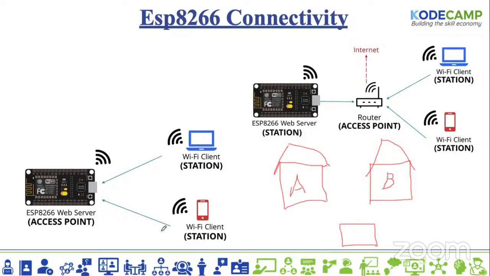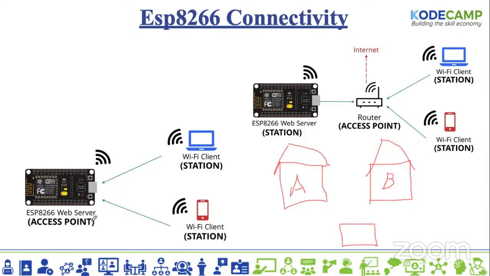Since it is an onboard antenna, it may not really go that far. So you have to look for a device that has an external antenna, so you can have a wider coverage. Like I said, the access point broadcasts a Wi-Fi signal, and every other device serves as a client and receives it.